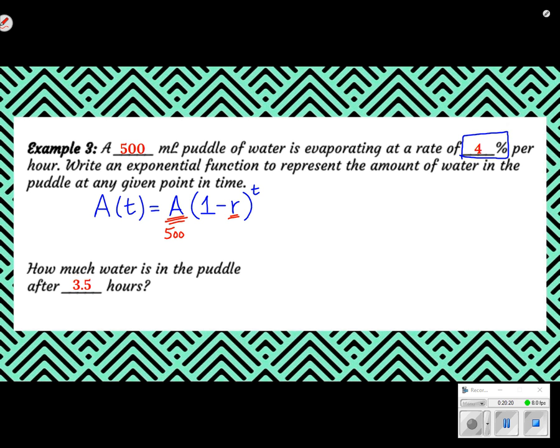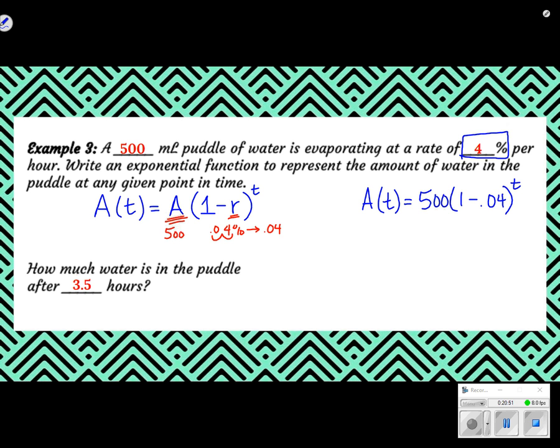How much are we losing? We're losing 4%, but I don't want it as a percent. I want to change it to a decimal. So 0.04 is what I'm going to put in for R. T is going to stay at T, A of T is going to stay at A of T. So you ready to write an equation? A of T equals 500 times 1 minus 0.04 to the T power.